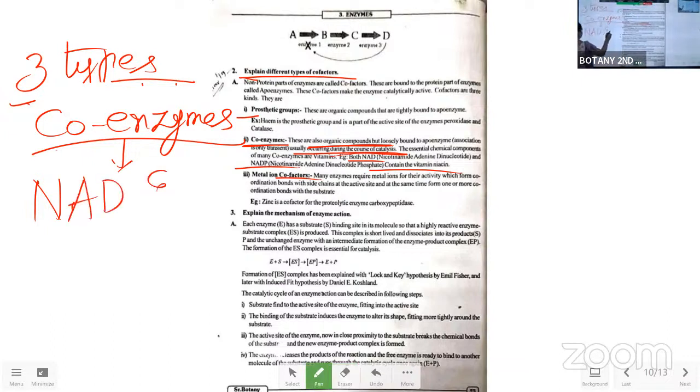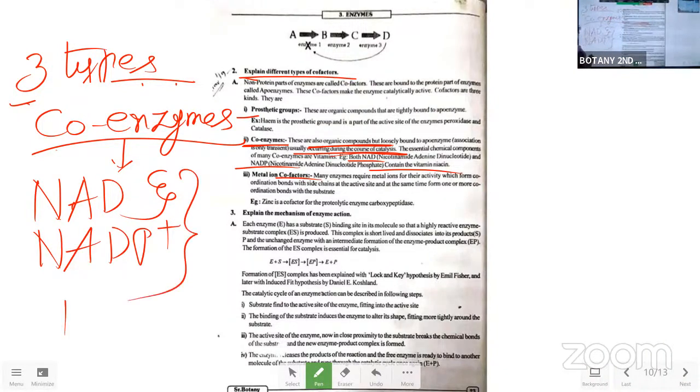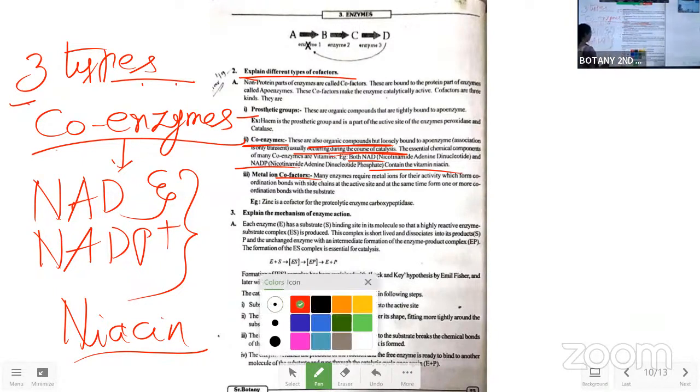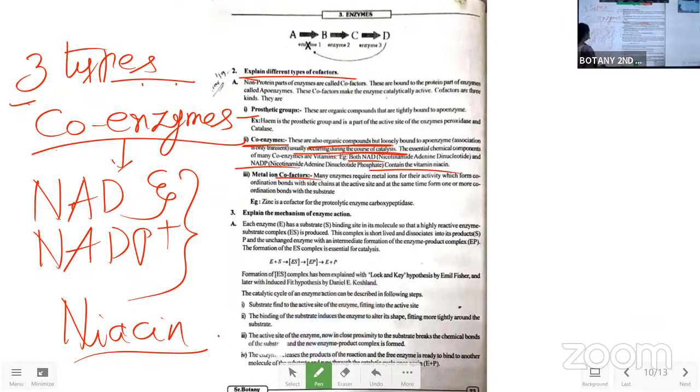NAD and NADP plus both will have the vitamin niacin with them. So this is a coenzyme which is present with them, but it is loosely bound with the NAD and the NADP plus, but it is mandatory for showing the rate of reaction in an enzyme.